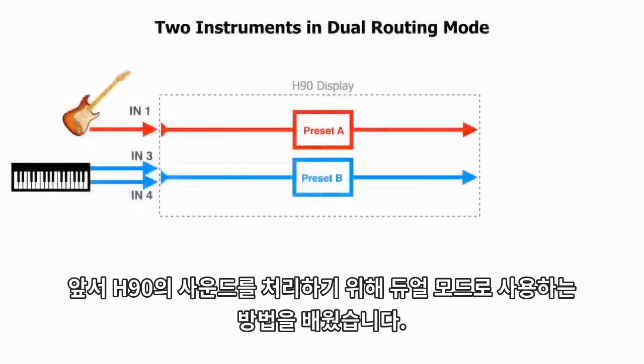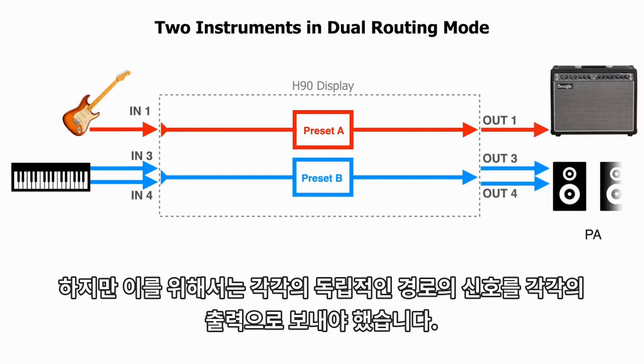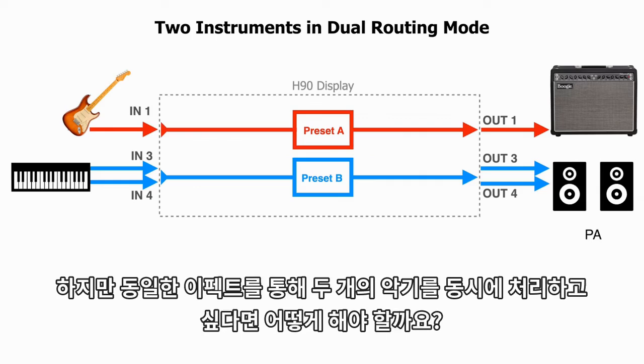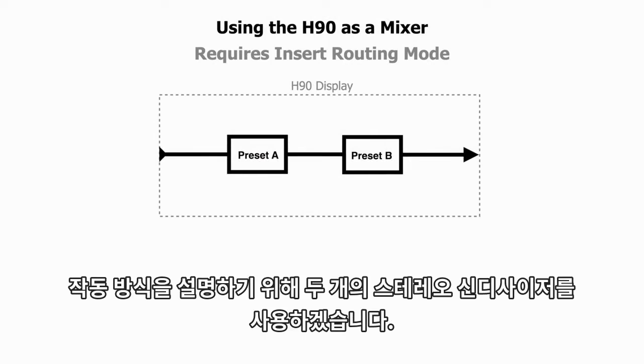Earlier, we learned how to use the H90 in dual mode to process two instruments at once. However, this required us to direct the signal of each independent path to its own set of outputs. But what if we would like to process two instruments at once through the same effects? Using insert routing mode, it's possible to make the H90 function like a mixer. To explain how this works, I'll use two stereo synths.